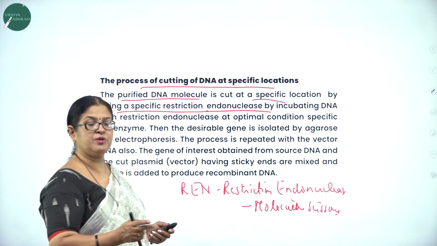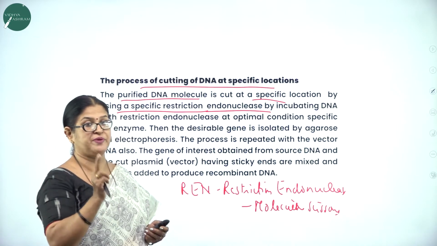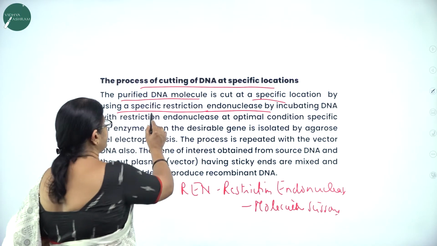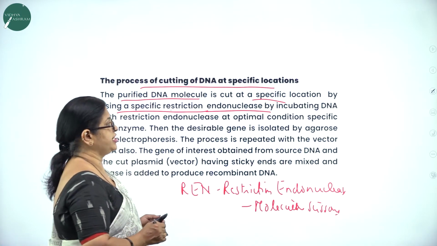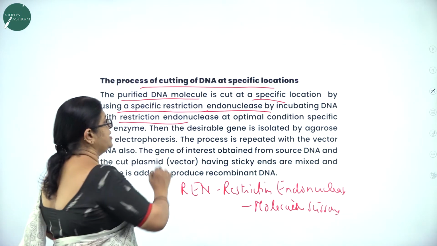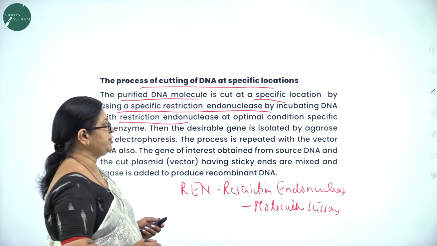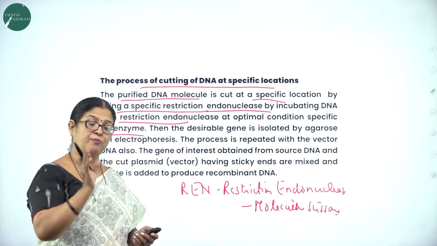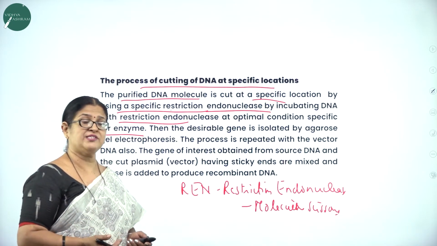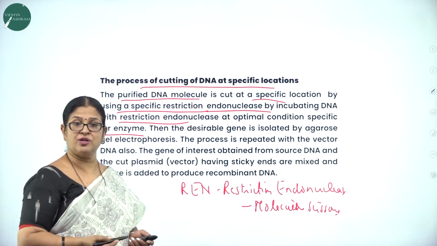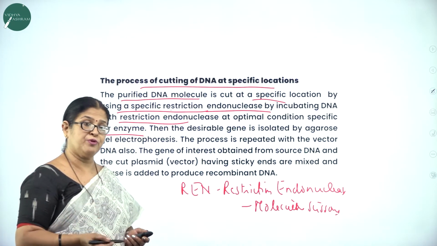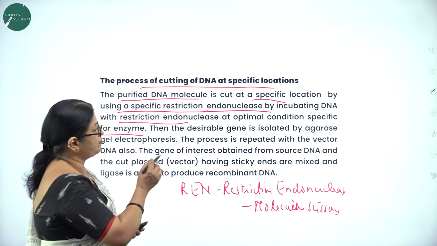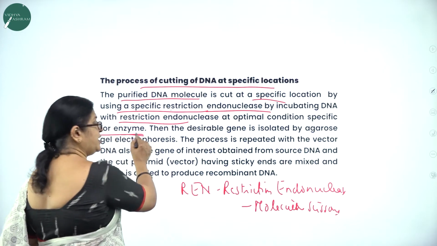So what are molecular scissors? They are used to cut the DNA at a specific site or specific location. So the purified DNA molecule is cut at a specific location by using a specific restriction endonuclease by incubating DNA with restriction endonuclease at the optimal condition specific for an enzyme. As we know, enzymes work at a particular optimum temperature. Enzymes are nothing but proteins. All proteins are not enzymes. But when enzymes are subjected to higher temperature, they get denatured. So at an optimal condition specific for an enzyme.